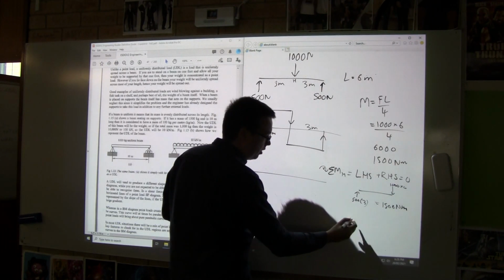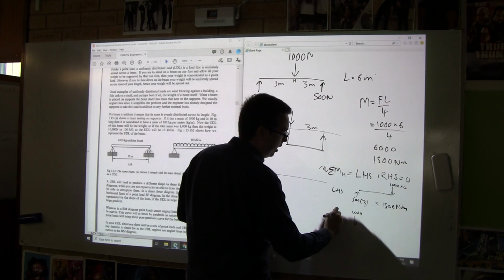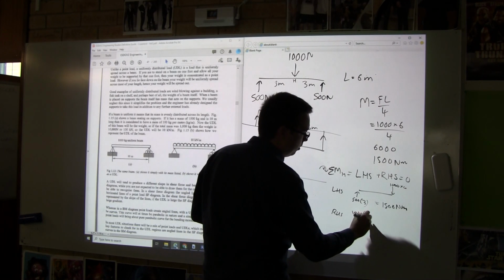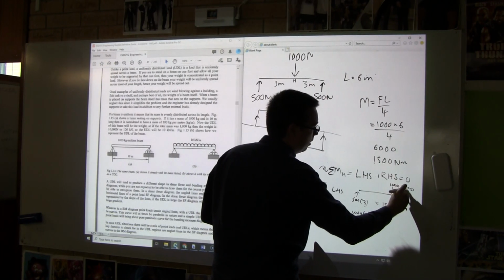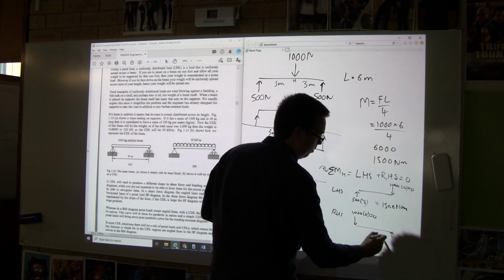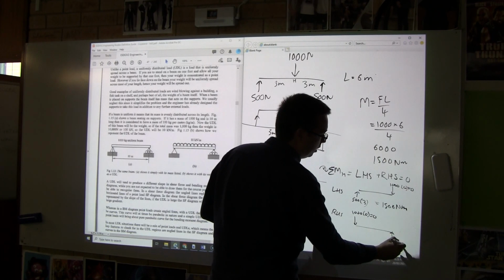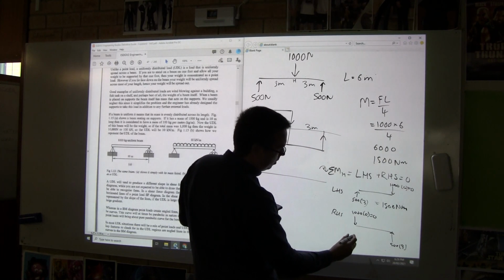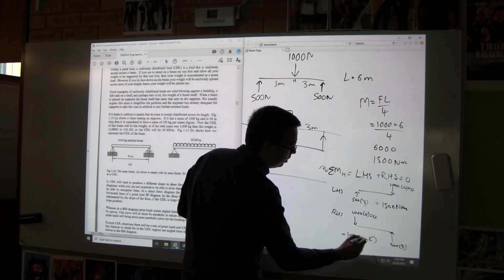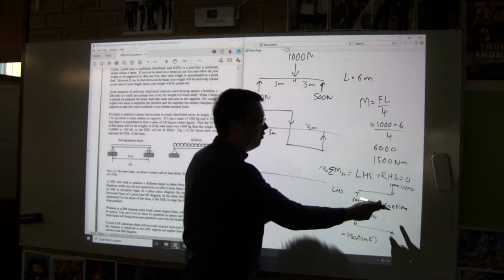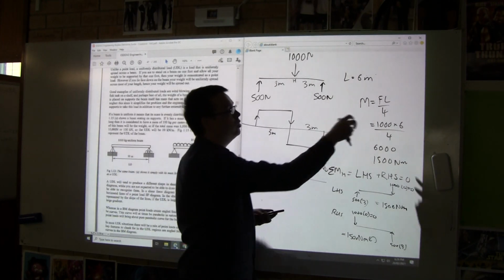Or if we look at the other side, the right-hand side, we're going to have 1,000 newtons times 0, which is 0, and then we go across 3 meters, so we're going to have 500 times 3, which is again 1,500 Newton meters, but this one's going to be going anti-clockwise. So 1,500 minus 1,500 equals 0. So we've proven it that way. That's the second way we can do it. The first way is using our rule.